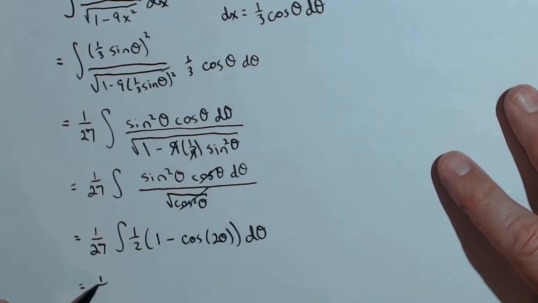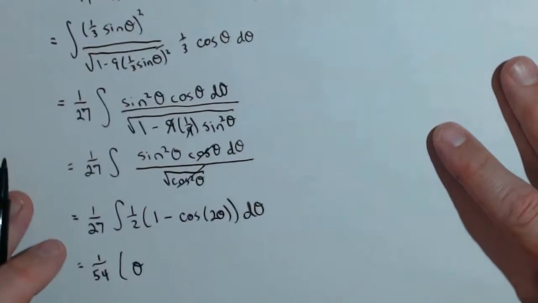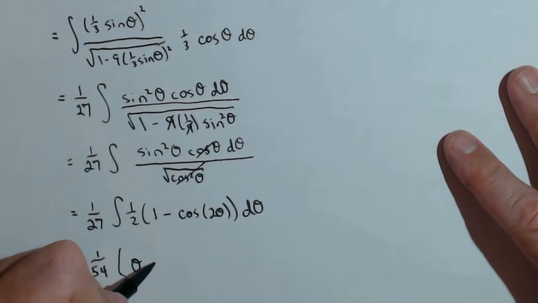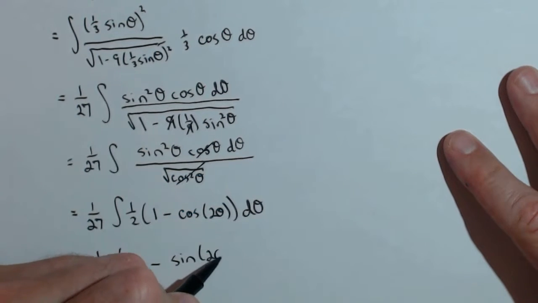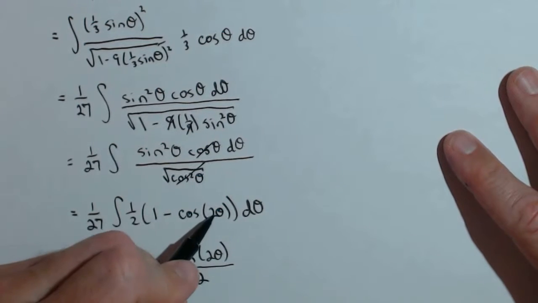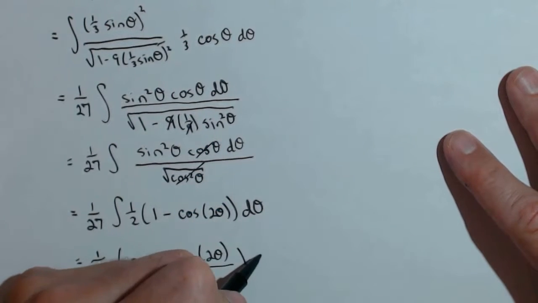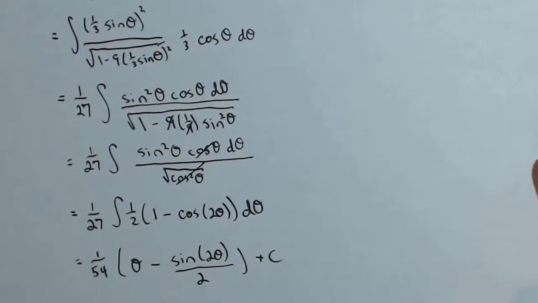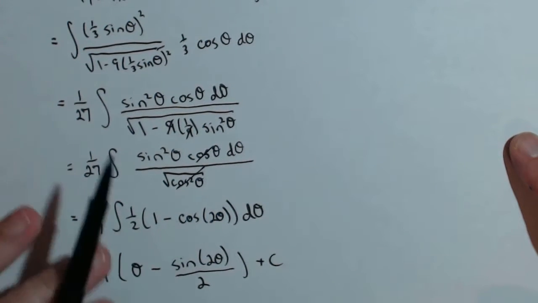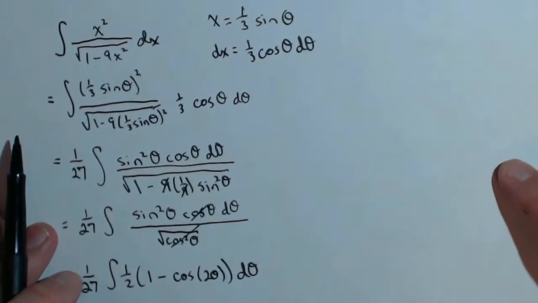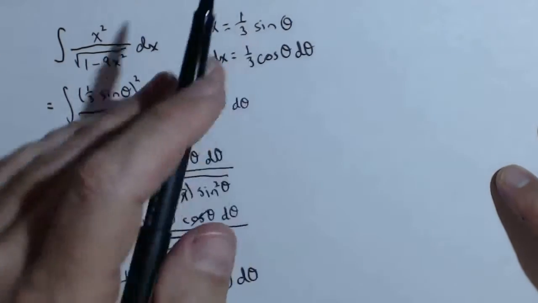Now I'm going to pull the half out front, so 1 over 54. Antiderivative of 1 is theta. The antiderivative of cosine of 2 theta, well, that's going to be sine of 2 theta over 2 because of this 2 in front, plus c. Now we've done a nice job, but we do not have the final antiderivative. Now we're going to need to do some substituting, and we're going to use this original thing here.